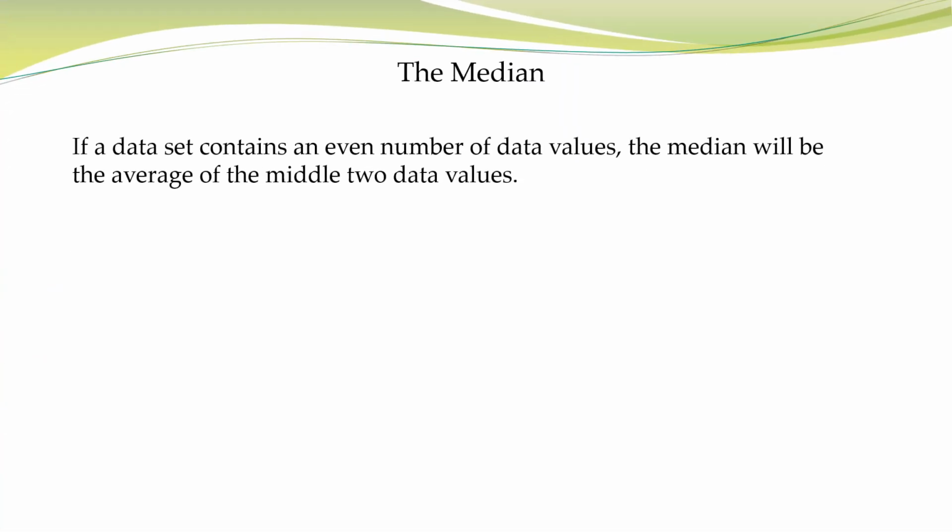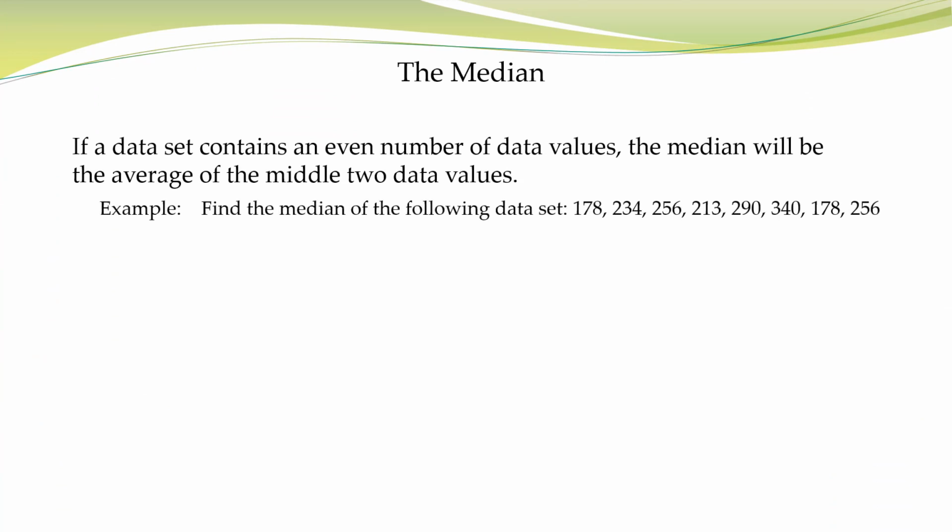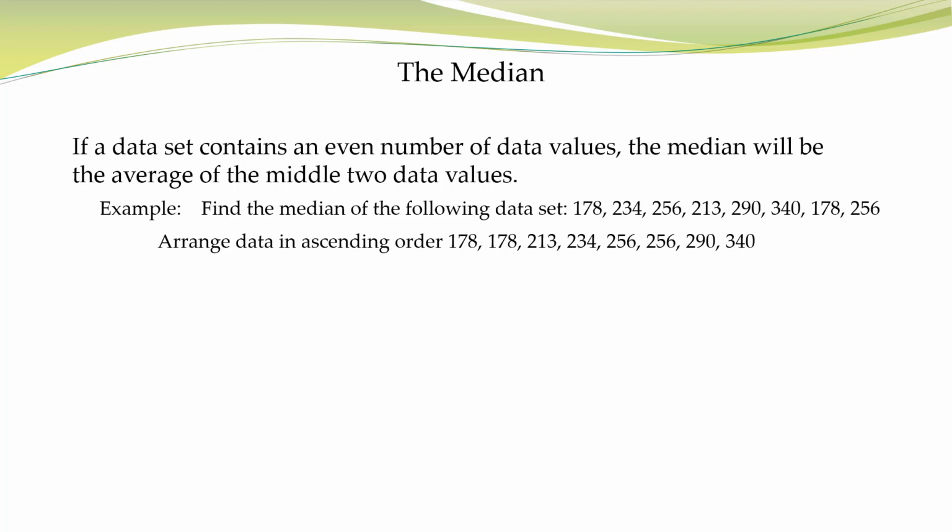If the data set contains an even number of data values, the median will be the average of the middle two data values. So in this case, another example, I just added a number to my list. So I put it in ascending order.